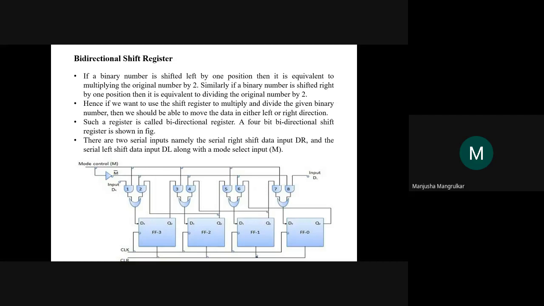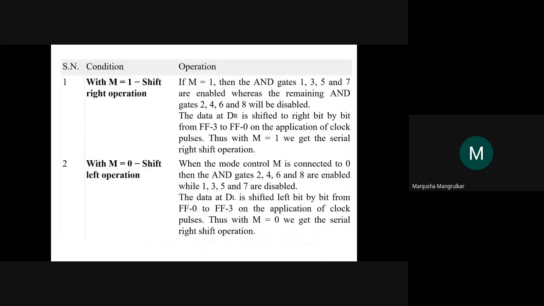So in all, the mode selector means whether it is a shift right or shift left, right? The same mode selector is connected to all the bits. The flip flops of AND gates 2, 4, 6, 8 will work at one time, and at the next clock pulse 1, 3, 5 and 7 will work, right? So the data is coming serially and going out serially, and it is shifting left and shifting right. It depends upon the mode, right? Now we'll see the function.